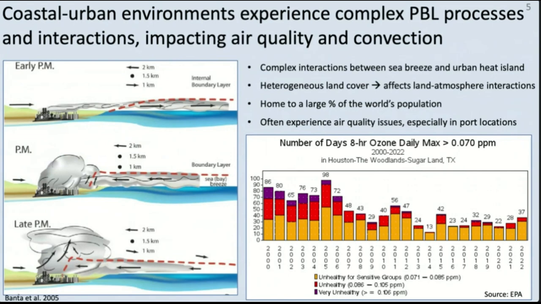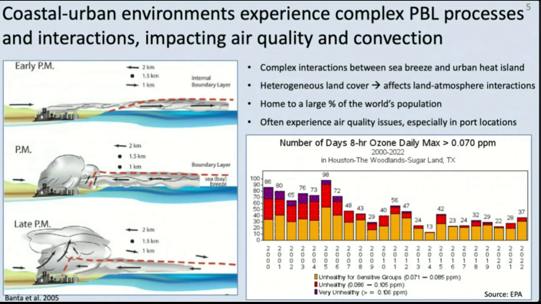Coastal urban environments in particular experience unique and complex PBL processes and interactions due to the combination of influences from mesoscale coastal breeze circulations and urban heat island effects, an idealized example of which you can see here on the left-hand side. This particular figure shows an example of the progression of land and sea breezes and city pollution.